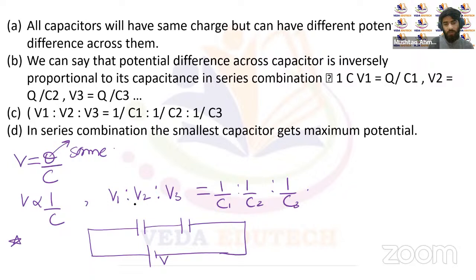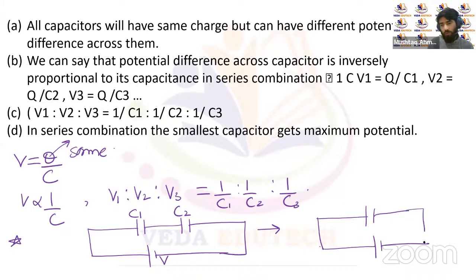Potential is V supplied by the battery, with C1 and C2. Then the equivalent capacitance of these two capacitors will be equal to C1 C2 upon C1 plus C2. And the amount of charge on each plate of these capacitors will be the same, that's Q. This plate will be plus Q and this plate will be minus Q, and the equivalent capacitor will also have the same charge, plus Q and minus Q.